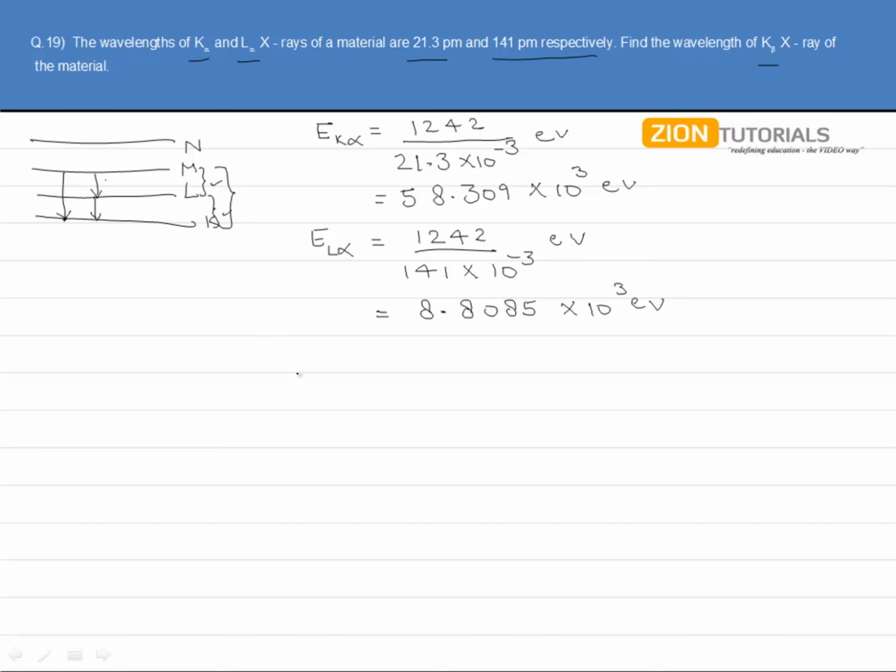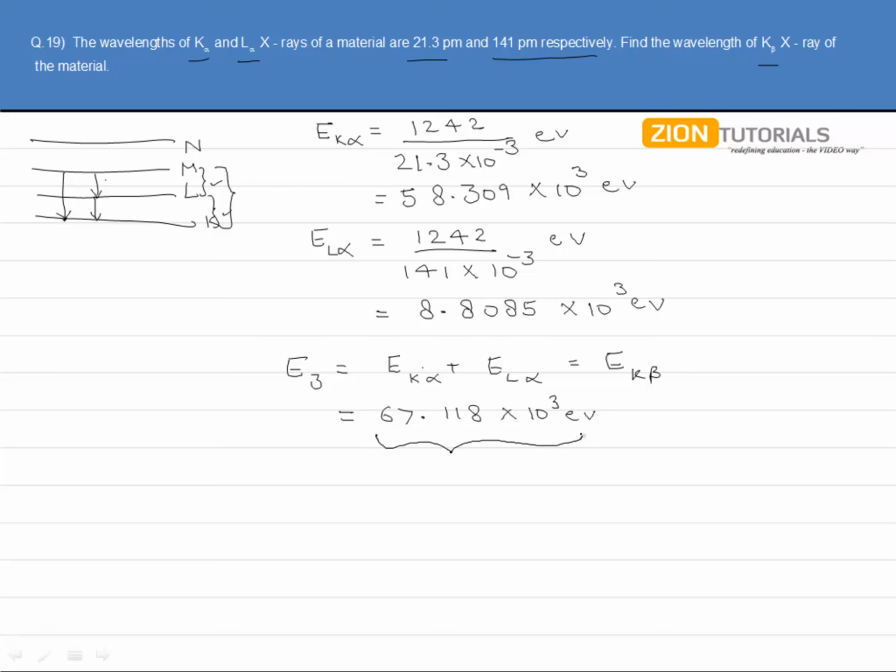So we can add up to get the energy, that is E3 equals E1, that is K alpha, plus E L alpha, that is also equals E K beta. And it is actually equals 67.118 into 10 to the power 3 electron volts.